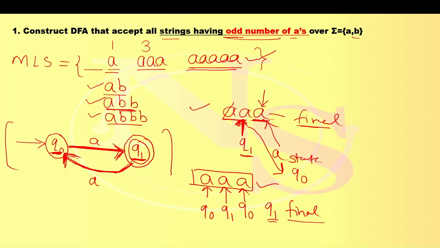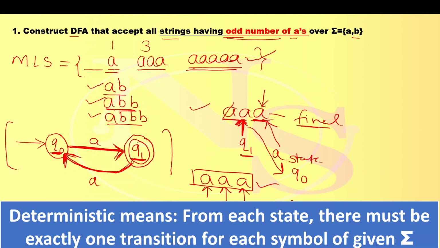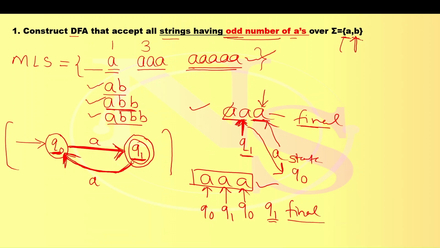No, because we want to design a deterministic finite automata. Deterministic means what? From each state there must be only one transition for symbol A and for symbol B. From Q0 the transition for A is there, from Q1 the transition for A is there, but from both the states the transition for B is missing.